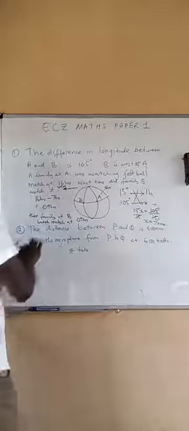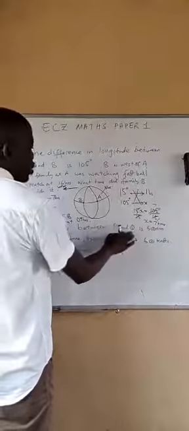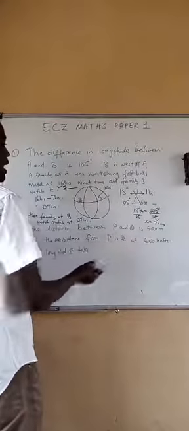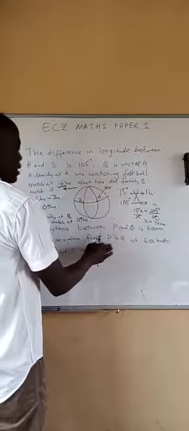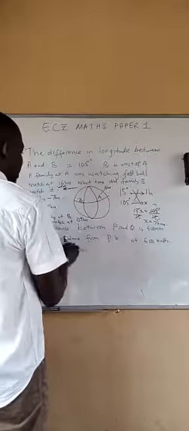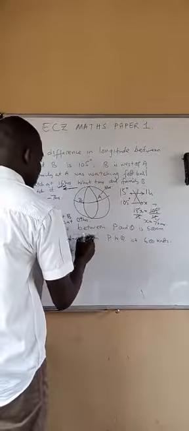The distance between P and Q is 600 nautical miles. If the aeroplane flies from P to Q, I forgot to put the word flies.